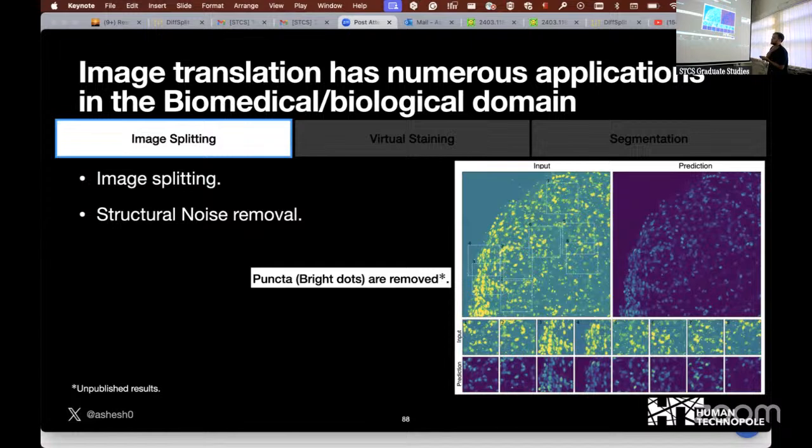And we solved one of them, which is that we try to remove the punctas, which you see as bright dots in the image. If you compare the inputs and the prediction, I hope you see that the punctas are gone. I do not claim that every kind of structural noise can be removed with an image translation network, but if I spend enough time, then I hope that I should be able to remove different kinds of structural noise with this approach.